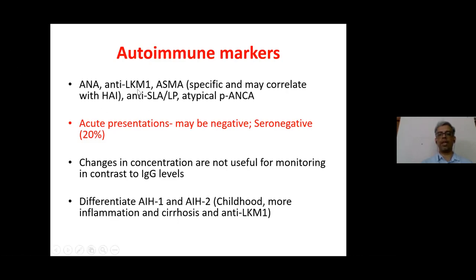If these are negative, you can ask for anti-soluble liver antigen, liver pancreas antibody, and atypical pANCA, which will help you in understanding whether my patient possibly has a positive autoantibody. It is also important to know that in patients who have an acute presentation, the autoantibodies may be negative, and almost 20% of patients may be seronegative. The changes in the concentration are not useful for monitoring, in contrast to the IgG levels, which we'll talk about. The autoantibodies also help you in differentiating type 2 AIH, which usually presents in childhood, has more inflammation and cirrhosis, and may have more complications, and drug withdrawal is a difficult problem in these patients.